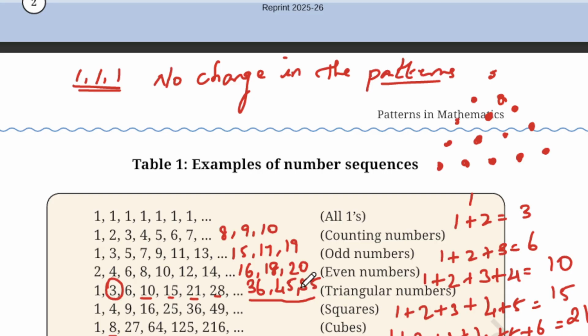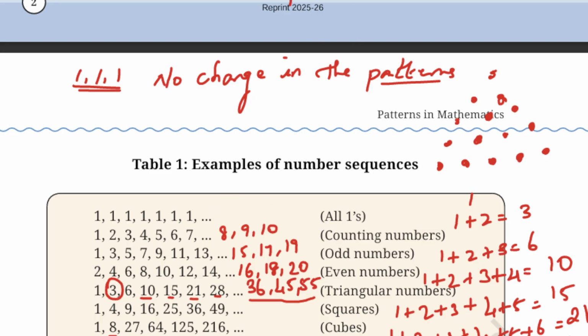Okay, understood students? If you want, I can put it here also. 1 plus 2, 3, 4, 5, 6 we have already done. We'll do it with 7. So 1 plus 2 is 3, 3 plus 3 is 6, 6 plus 4 is 10, 10 plus 5 is 15. So 15 plus 6 is 21, 21 plus 7 is 28. So here we are getting 28.